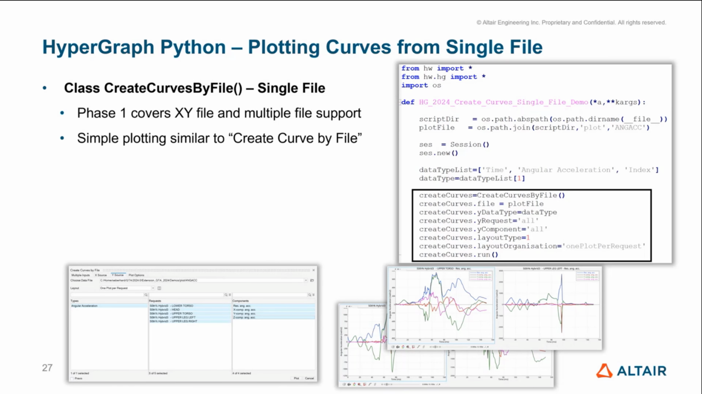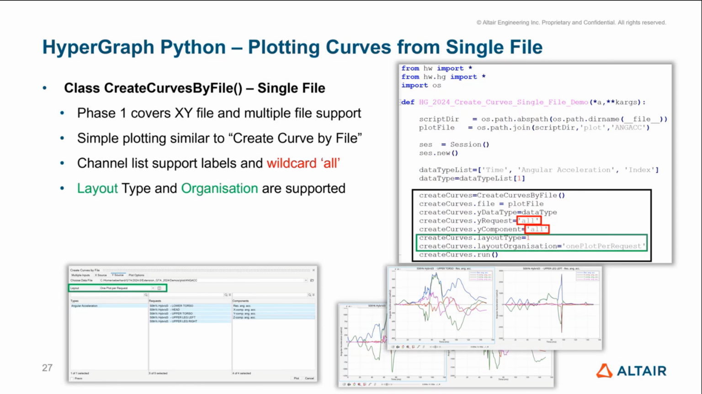This is exactly similar like if you go here and plot from create curves by file, and you see wildcards. And in addition, the layout, type, and organization are supported here. You see the type, this is this one, which you know from your GUI, which most of you most likely are familiar with. And then the layout, one plot per request, this bar here. So very compact one.